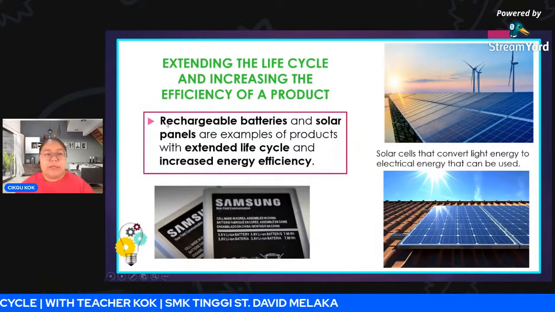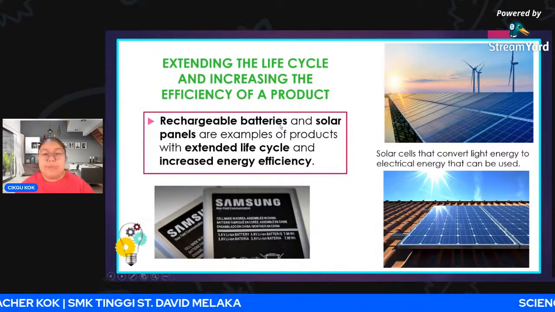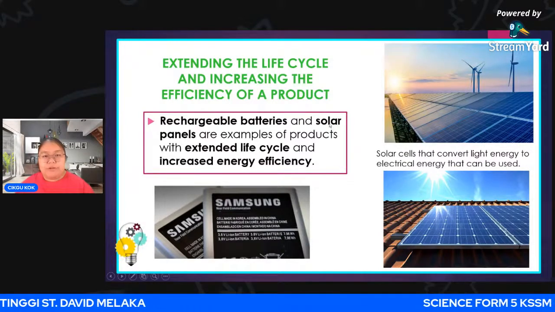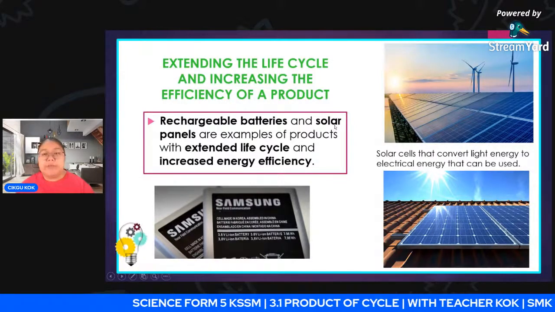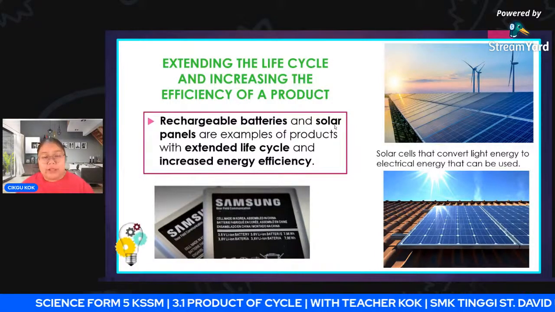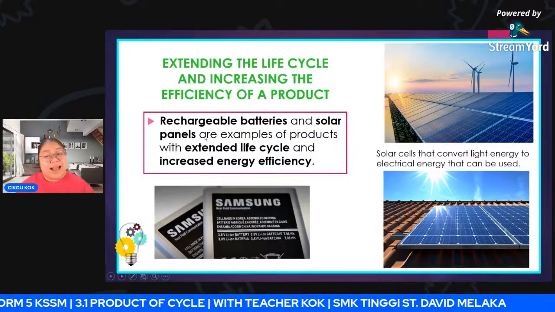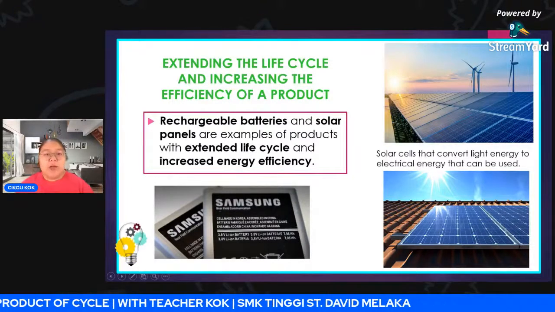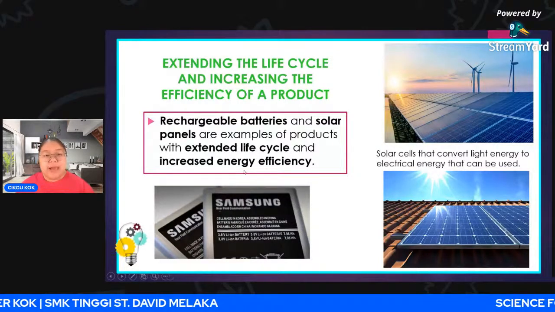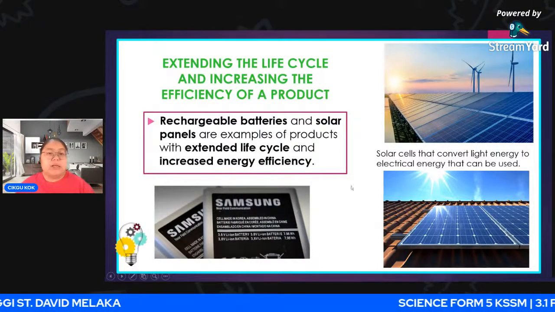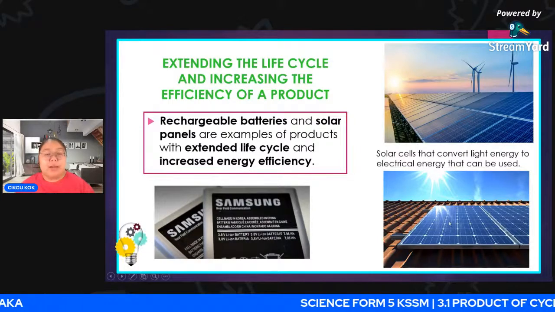For example here, they are using a rechargeable battery and also a solar panel. Solar panel, everybody knows, is a solar system. It just receives the sunlight to create energy. So this one we call lasting longer. Also, the example produces an extended life cycle and increases energy efficiency. So this one we call renewable.